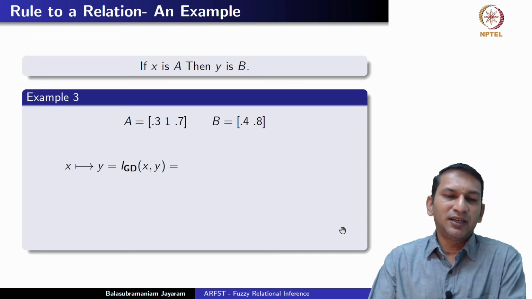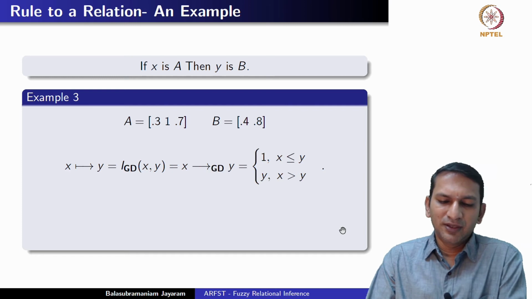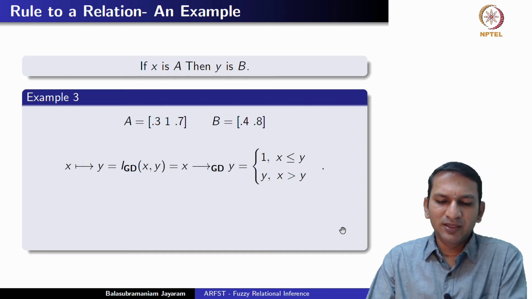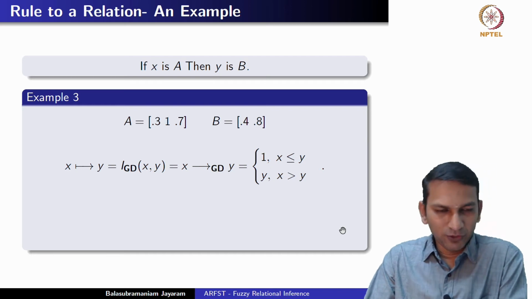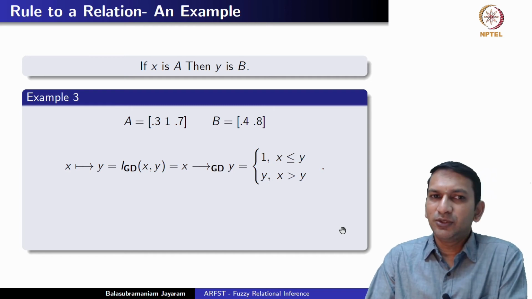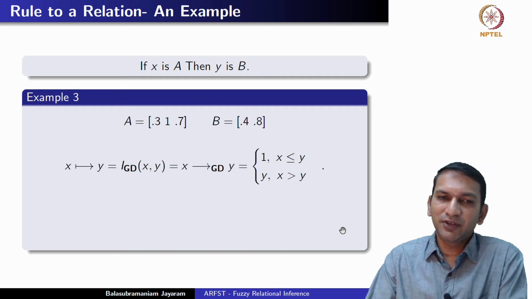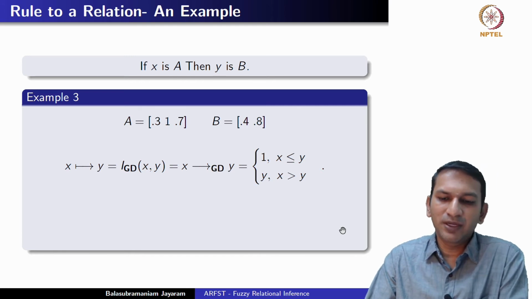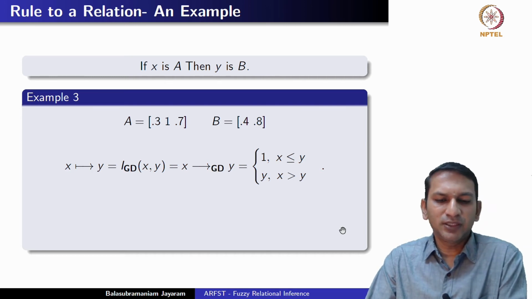Let's construct the relation using the Gödel implication. You may recall Gödel implication says that when x is less than or equal to y, it is 1, otherwise it is y. Of course, it's an R implication obtained from the minimum T-norm. You know that the minimum T-norm is left continuous, in fact it's continuous, so the implication will have the ordering property, and that's what is expressed here. That is 1 when x is less than or equal to y, and otherwise it is y.